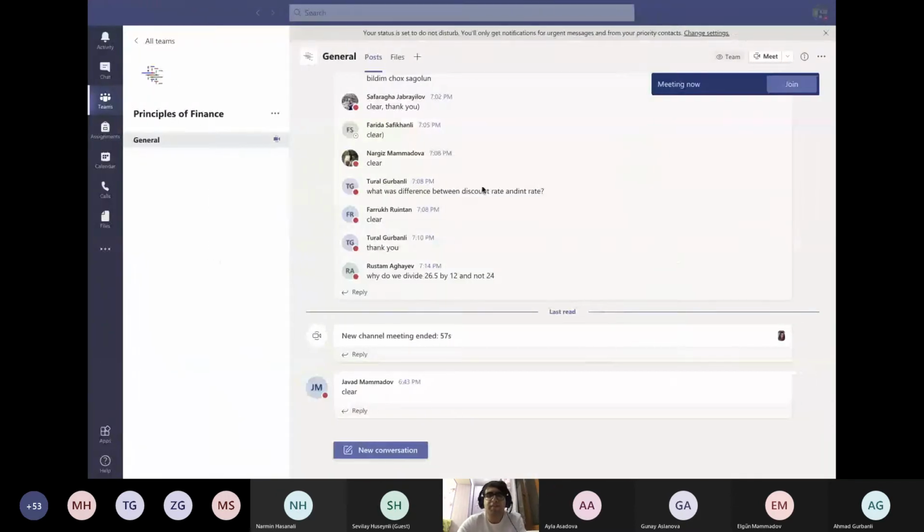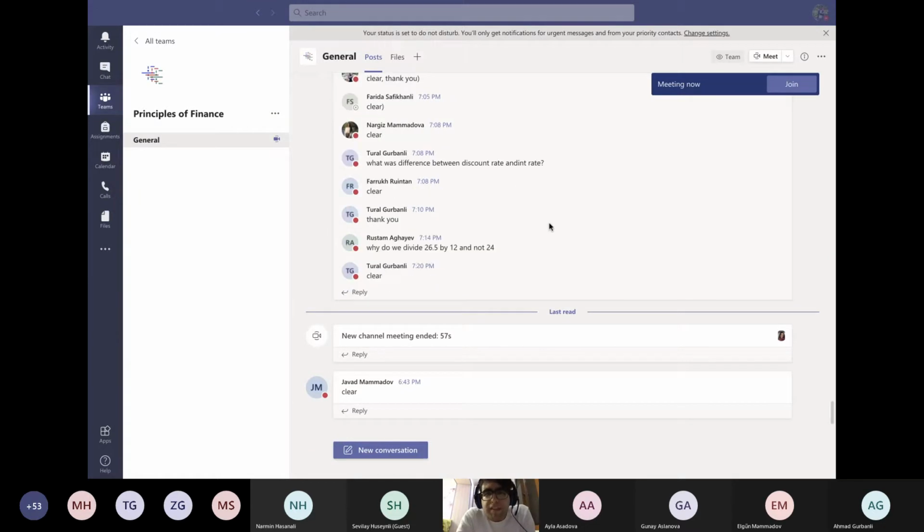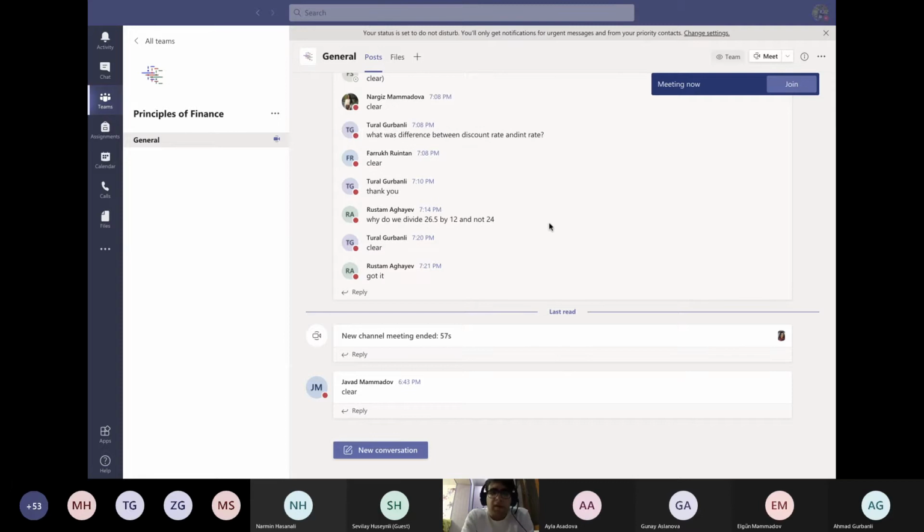Any questions, guys? Why do we divide by 12, not 24? Because you are finding, Rüstem, a monthly interest rate. You have an annual interest rate. 26.5 is annual. How can you divide it by 24? You are finding annual; it gave you 24 months, and 26.5 is annual. So if 26.5 is annual, how much would one month be? You set up a proportion logically. That is, you divide it by 12. Any questions, guys?